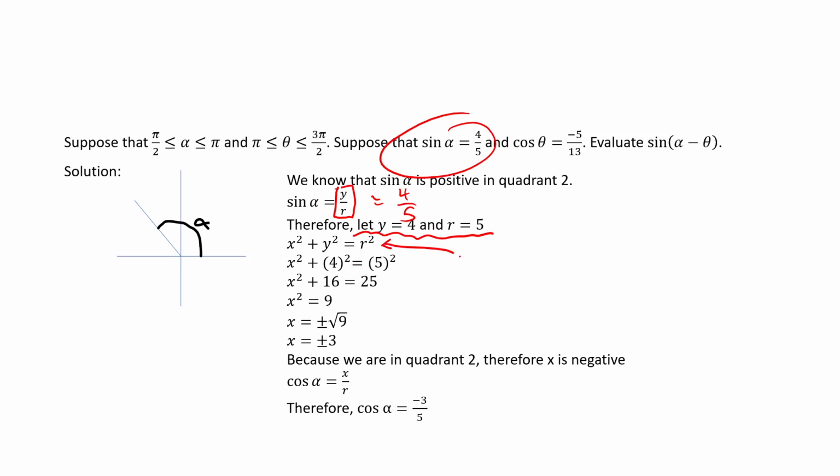We know this formula right here, x squared plus y squared equals r squared. So we plug in our y value of 4 and our r value of 5. X squared plus 16 equals 25, which means x squared equals 9, which means x is equal to plus or minus the square root of 9, which means x is equal to plus or minus 3.